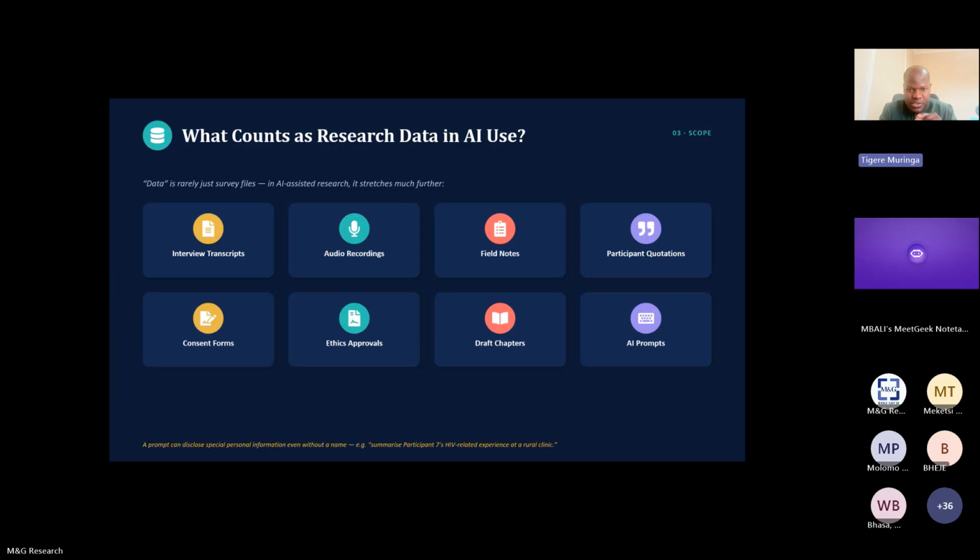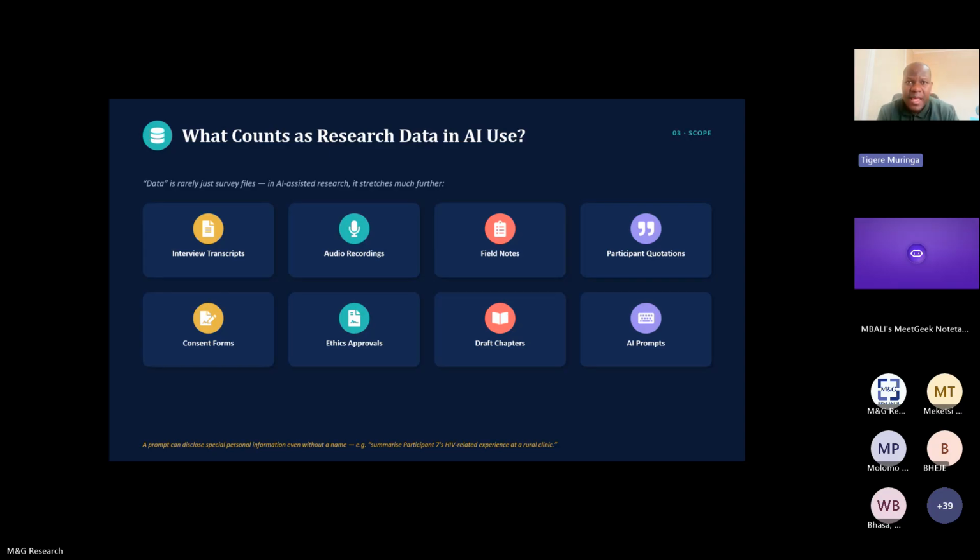Then it becomes data. So a prompt can contain sensitive information even when no file is uploaded, right? For example, asking an AI tool to summarize the HIV-related experience of participant 7 from a rural clinic may actually disclose special personal information, even if the participant's real name is removed, right? POPIA emphasizes the protection of personal information processed by public and private bodies. Now, this makes research workflows directly relevant where personal or special data is involved.